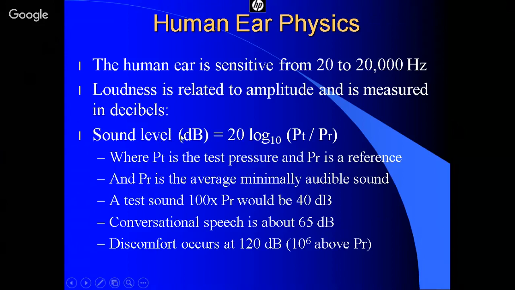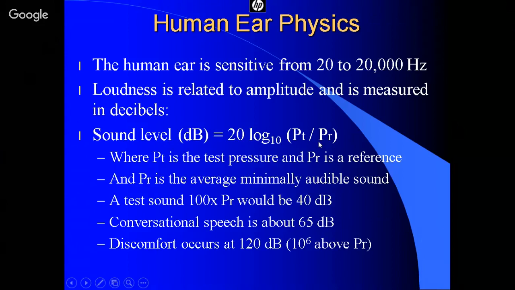And here's a definition of a decibel. The sound level, as measured in decibels, is 20 times log to the base 10 of PT over PR, where PT is the test pressure, or that's what you're interested in, the sound, if you will, and PR is a fixed number. That is the reference, that's the average among all of us. You don't want to count me, okay? So the average minimally audible sound for the human ear, that's PR. That's a reference pressure that it can hear, okay? Then you take the test sound and put it over the reference sound.